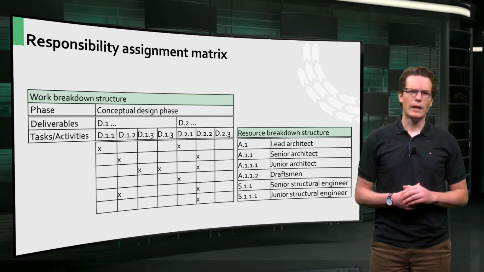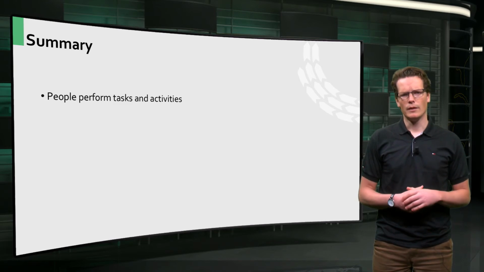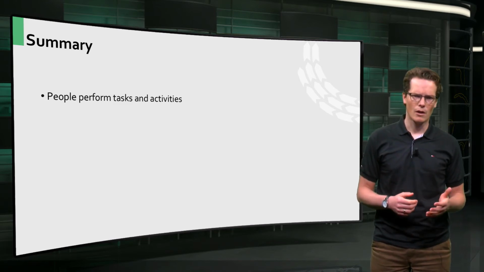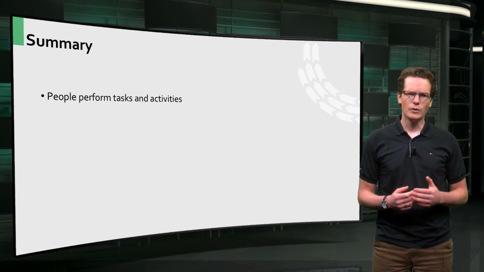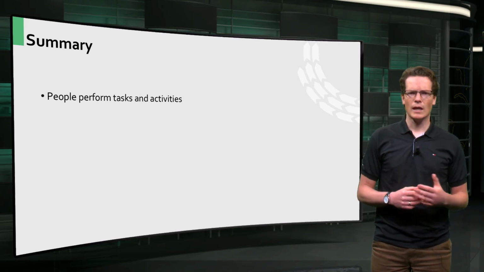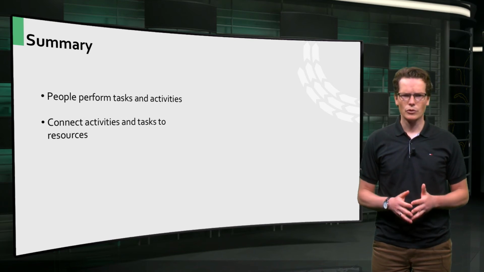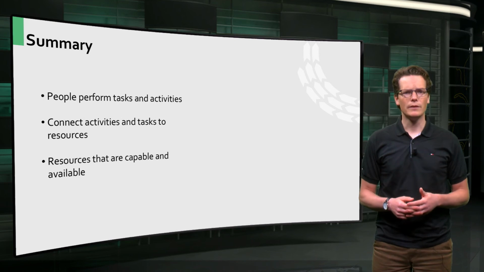This brings me to the end of this presentation. I started my presentation by telling you that a building does not build itself. There are people that have to perform the tasks and activities in order to deliver a building. After you define the scope of work by using a work breakdown structure, you need to connect the tasks and activities to resources. These resources should be capable of performing these tasks and should be available when you need them.